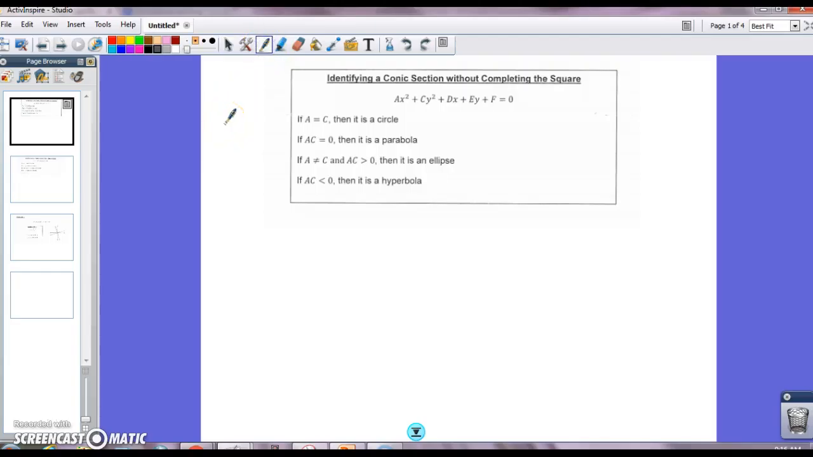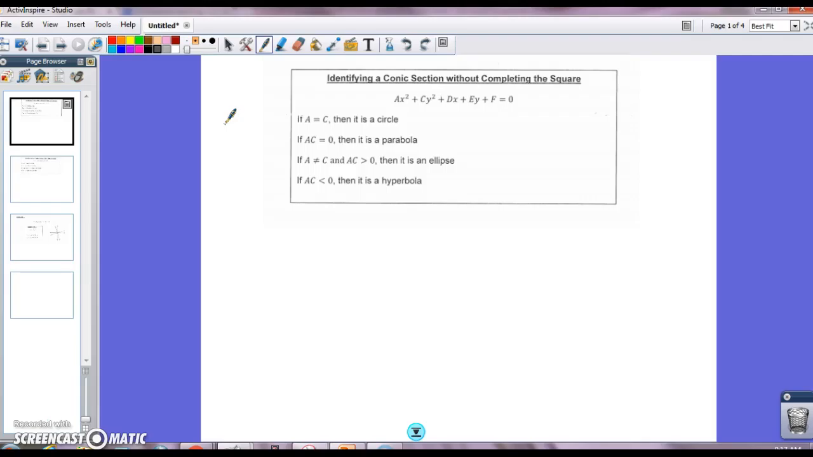Hey everyone, today we're going to wrap up our discussion of conics. We're going to talk about a couple of different things. First thing I want to talk about is identifying a conic section without completing the square. So let me backtrack first and then I'll get into how to do it without completing the square. You'll see on your note sheet in front of you this box on the top of the screen, and then there are 4 different examples.